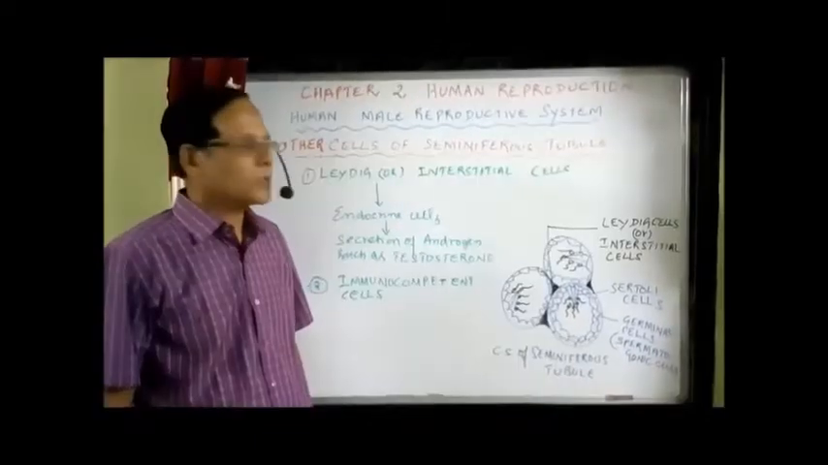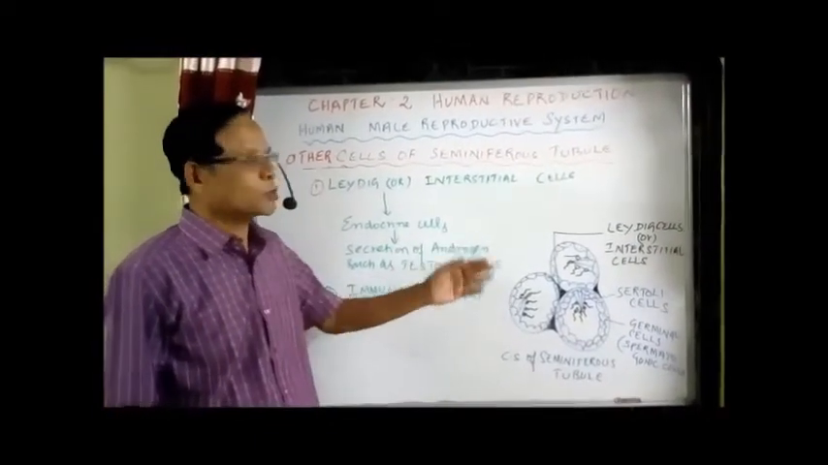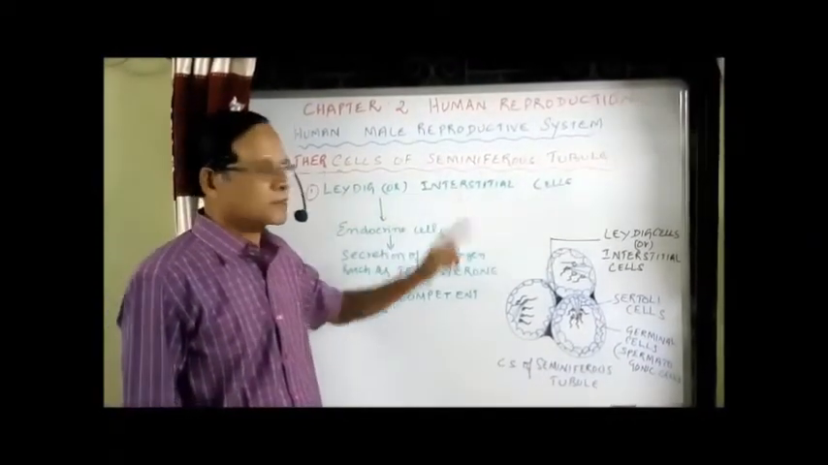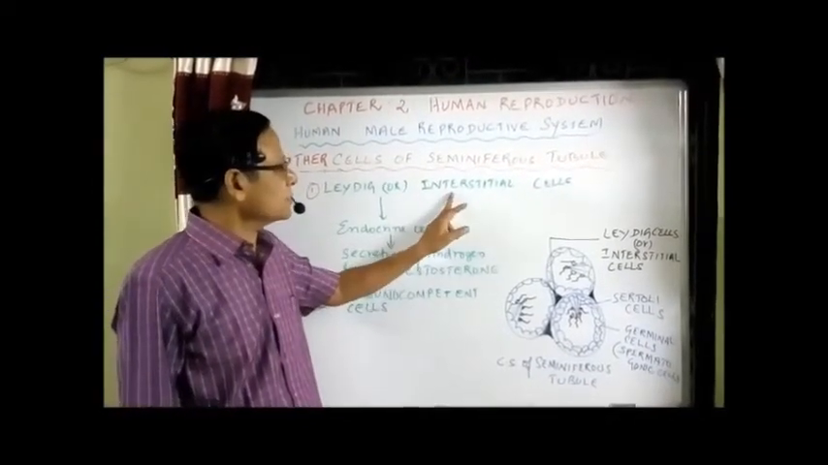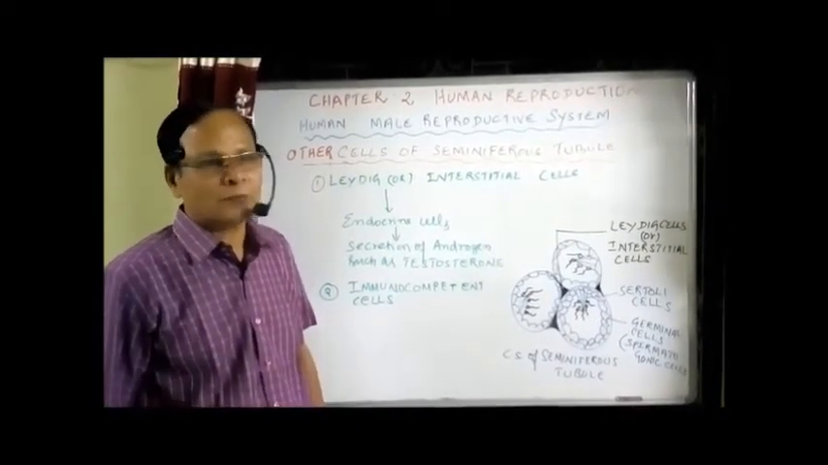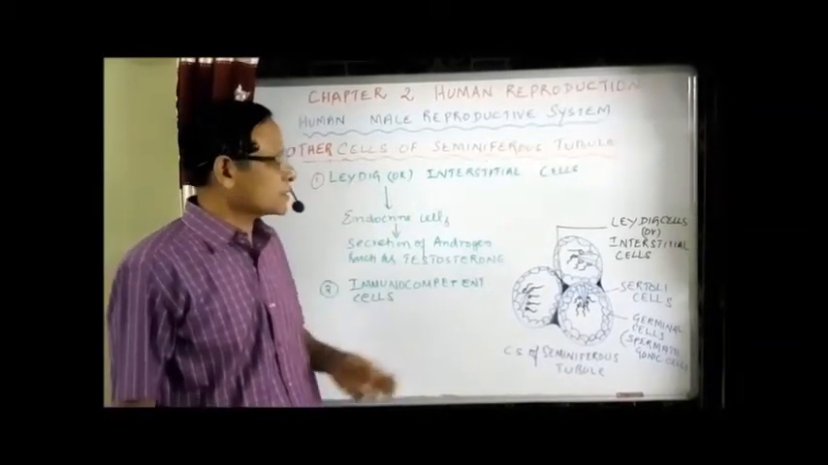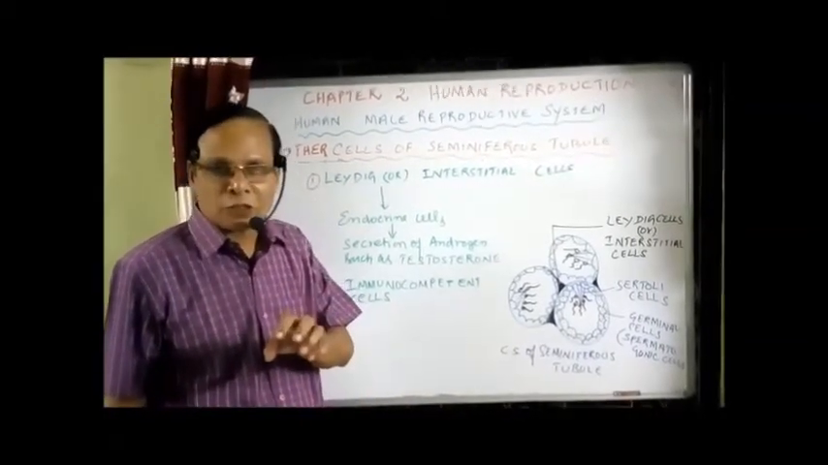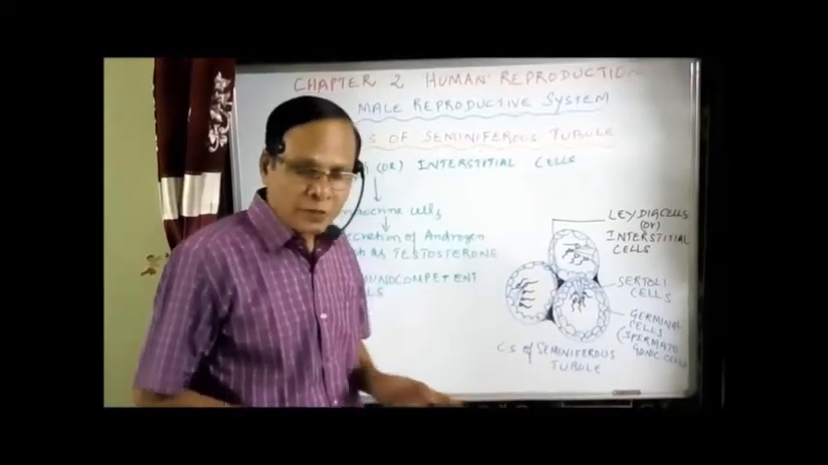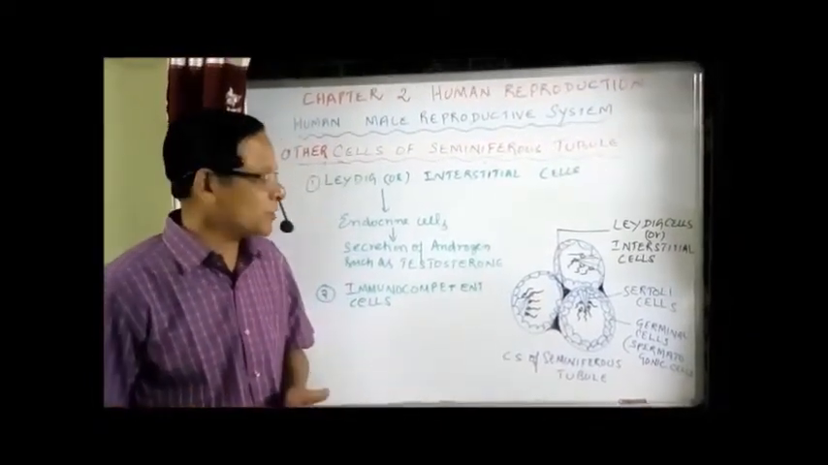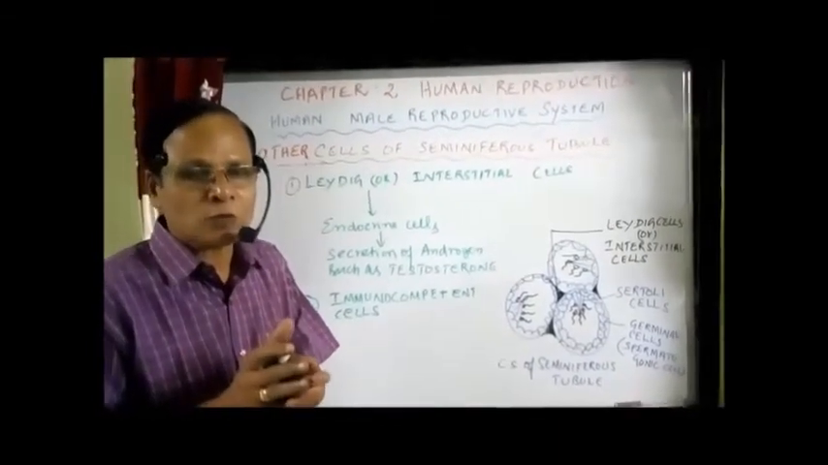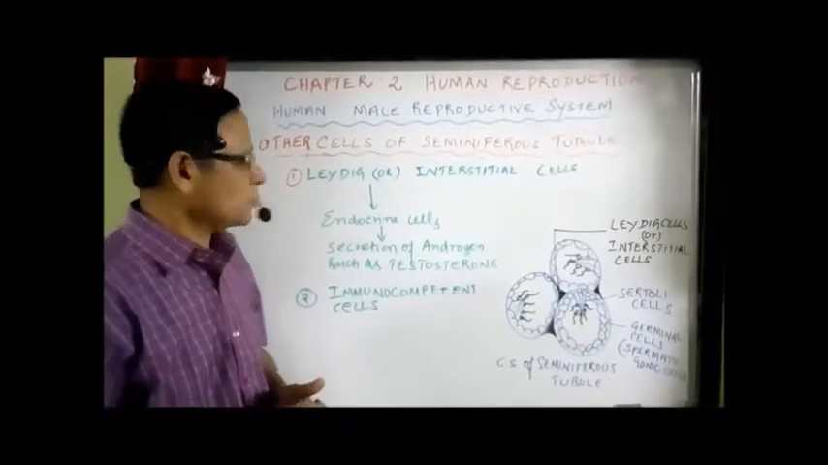Let's see. What are the other cells present in seminiferous tubules? Number one, Leydig cells or interstitial cells. They are called interstitial cells because they are present in between the seminiferous tubules. The Leydig cells are placed in a soft connective tissue surrounding the seminiferous tubules. I represent here in the black. That means it is present in between the seminiferous tubules, surrounding them, found embedded in soft connective tissue. That is number one.